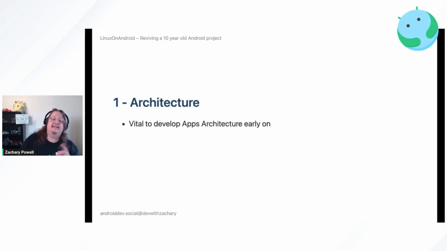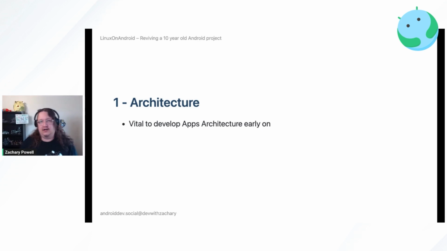I would definitely say it is vital to develop an app's architecture very early on in the process. As soon as you understand what you want your app to do, you need to start thinking about the architecture. You need to think about how you're actually going to build this thing. And I would say that I didn't give this enough thought. This app was definitely cobbled together over years. There was no real consistency.